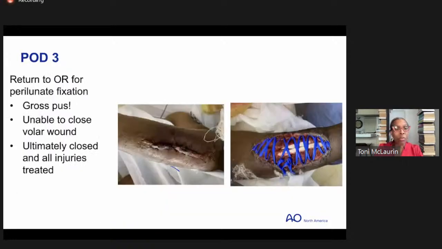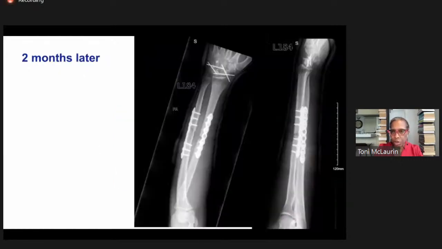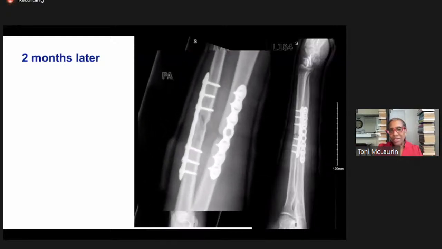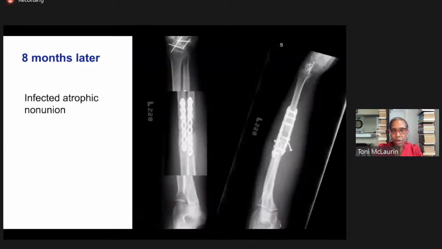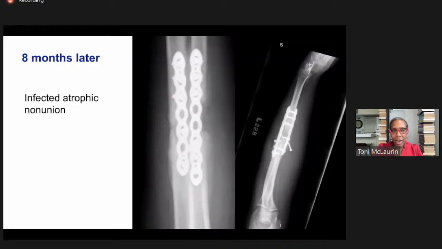3 days later, he went back to the OR to get his perilunate fixed, and when they took his splint off, pus rolled out of his arm. And so we had to IND it, couldn't get the volar wound closed. Ultimately, everything got closed, all his wounds got treated. 2 months later, a little bit suspicious. This is not looking great, but the hardware all still looks intact. Everything's looking pretty good. And then 8 months later, he comes back looking like this.